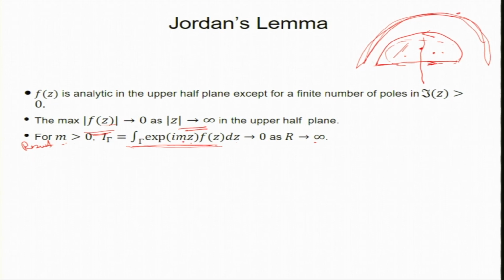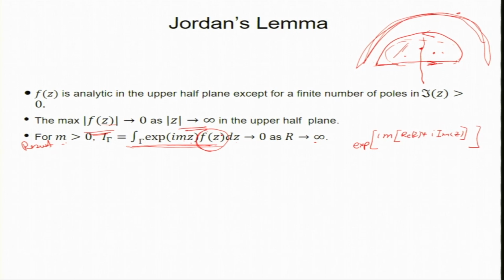So, why is it happening? For m positive, I will have i m z, where z is the real part of z plus i times the imaginary part of z, in this exponential. You can see that this part is the one which is damping. This part is already going to 0, well, the modulus is going to 0. The proof is also nice. You can look at the book by Churchill for the proof in detail, but I am just giving a gist of it. Okay.